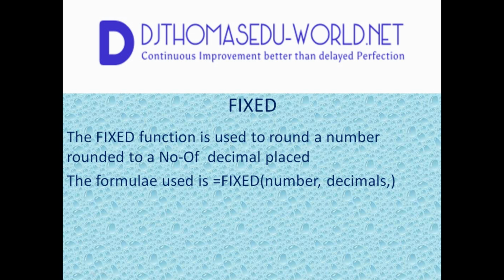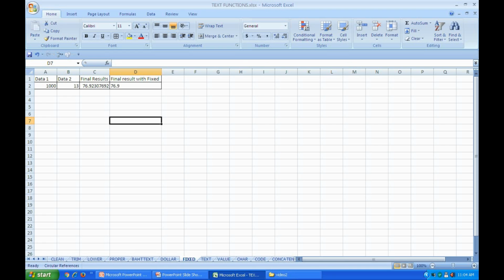Moving on to the next Excel function, FIXED. The FIXED function is used to round a number to a number of decimal places. The formula generally used is equals FIXED. You have to choose a number and the decimals. Let's see how it is done in Excel.